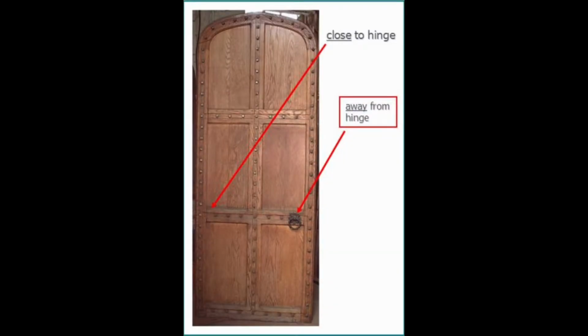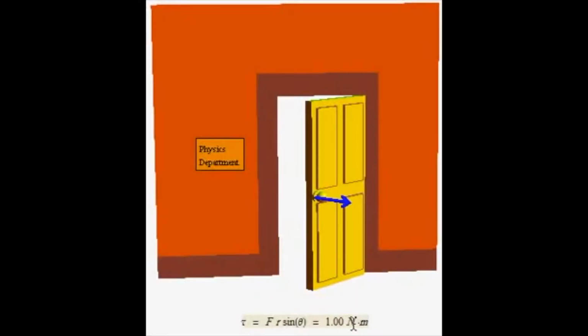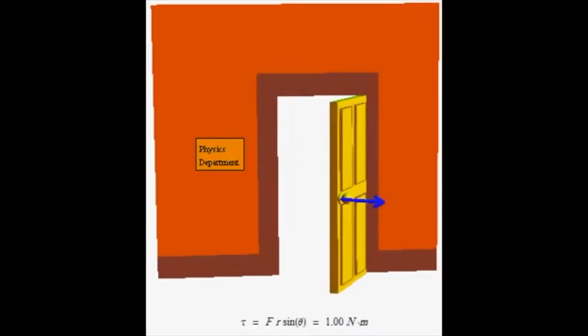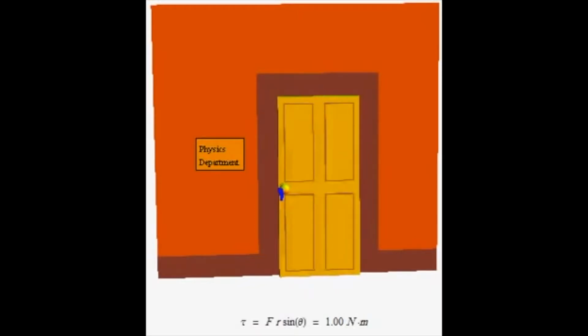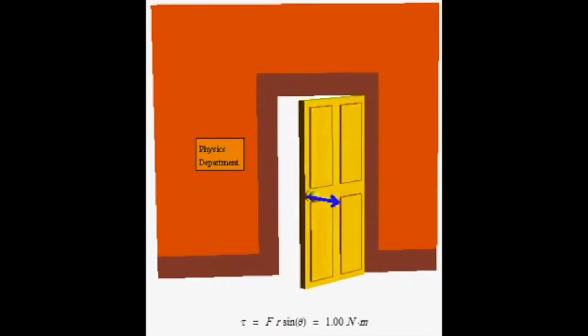Now, consider the force required to open a door. Is it easier to open the door by pushing or pulling away from the hinge or close to the hinge? Now, taking the door in the video as an example, we can see that the doorknob is placed furthest from the hinges, and when the force is applied on the doorknob, the torque value is 1 Newton meter.